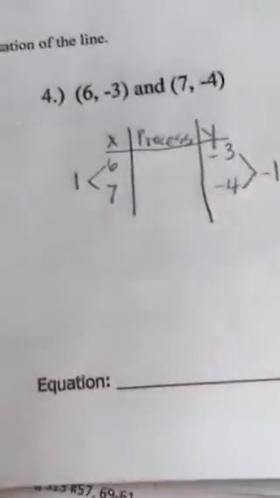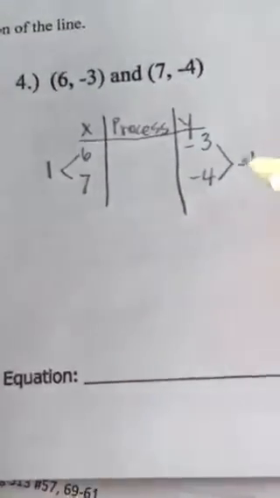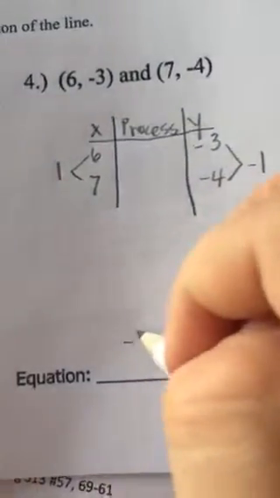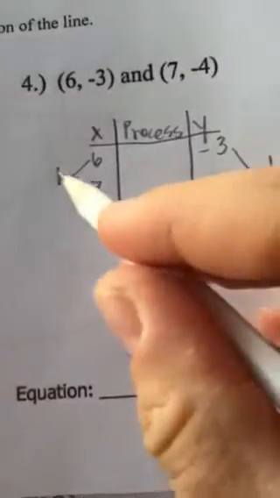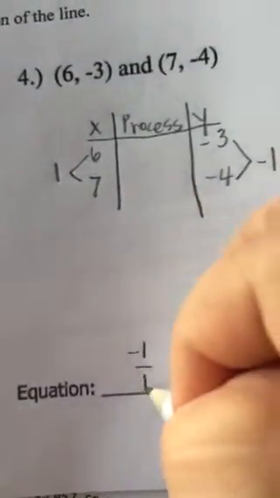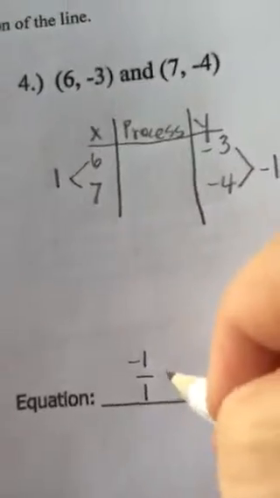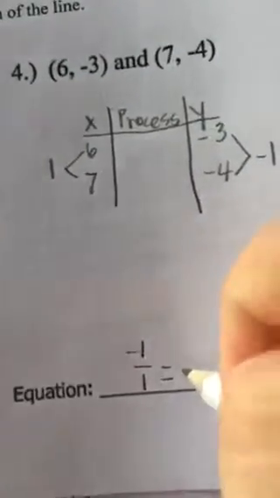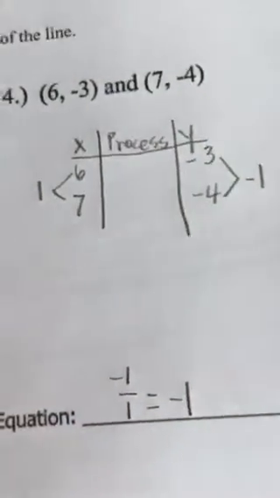So same thing here, change in y over change in x. My change in y is negative 1. My change in x is positive 1, so I'll put that as a 1. You could leave your answer like this, or you could reduce it to the whole number, negative 1, like that.